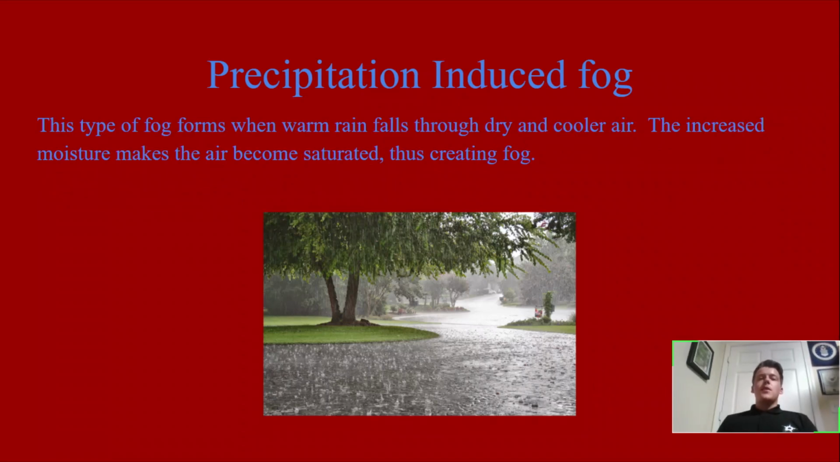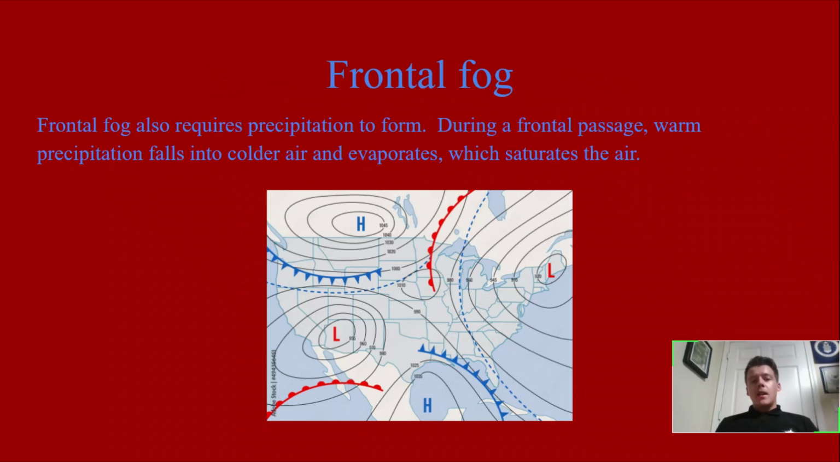Precipitation-induced fog. This is basically when warm rain falls into colder air, and then the moisture from the rain just causes the air to become more saturated. That coupled with the colder temperatures forms fog.